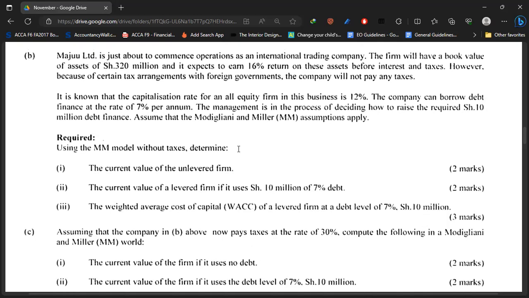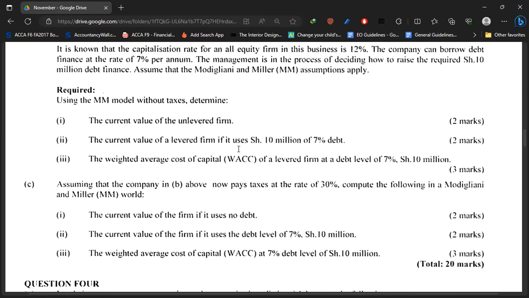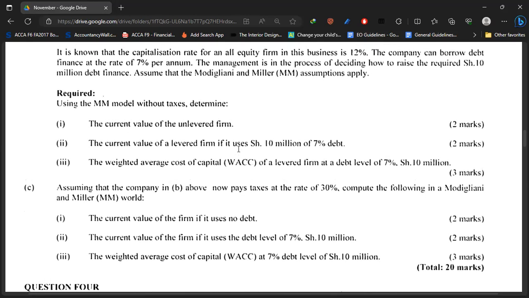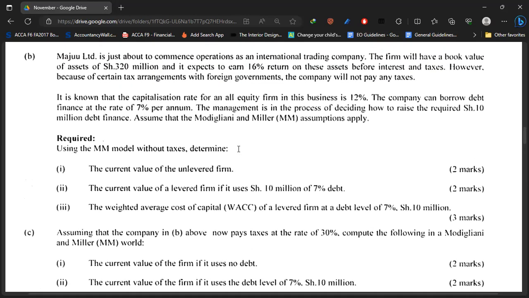Thank you so much. Okay, before C, let me just first do the first requirements for B, whereby we are being told that the firm will have a book value of assets of 320 million and it expects to earn 16% return on these assets before interest and taxes. Because of certain tax arrangements with foreign governments, we are being told that the company will not pay any taxes.